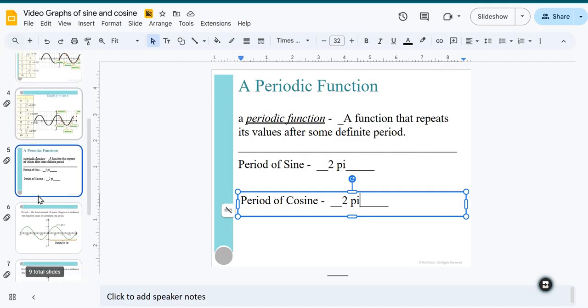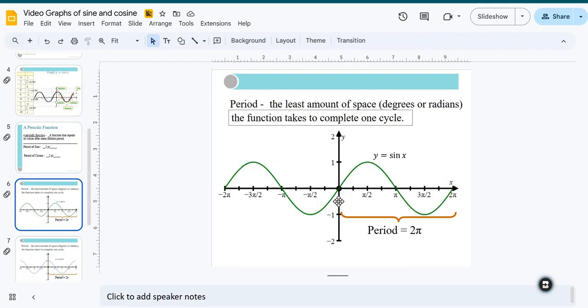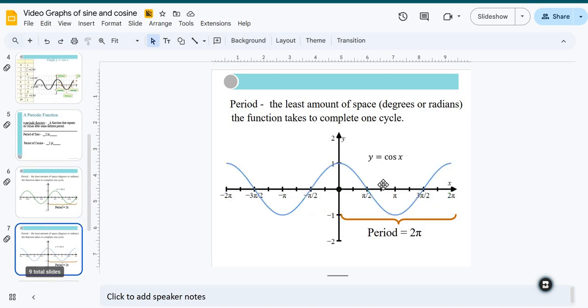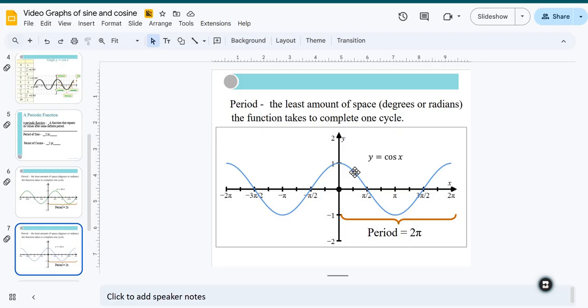So to wrap up, notice that this is a little bit better of a graph. For our sine function, we start at a 0 for our first period, end at a 0 at 2 pi, and halfway in between we have a 0. So we have 0, max, 0, min, 0. For our cosine, our period is still 2 pi, but we're starting at our max. Then we have our 0, min, 0, max.